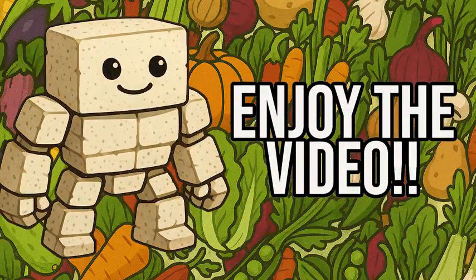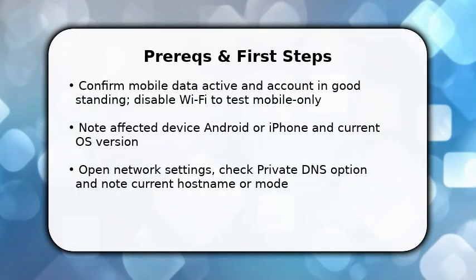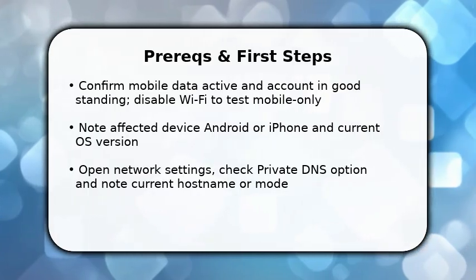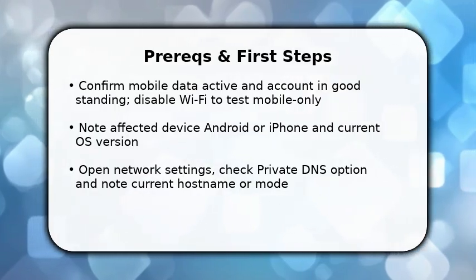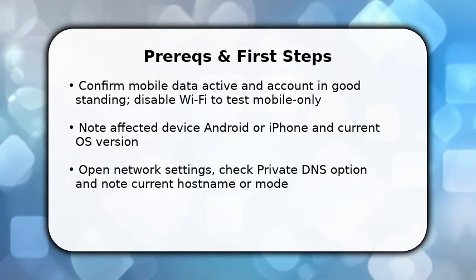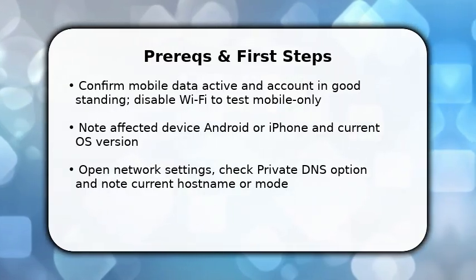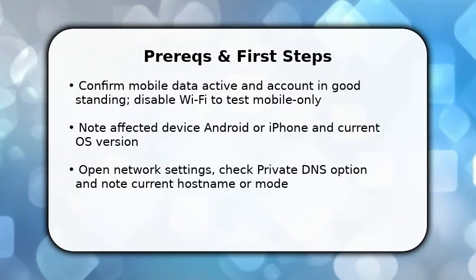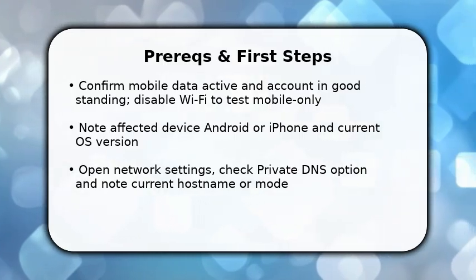Please enjoy the video. You start by confirming the essentials. Mobile data is enabled and your carrier account is active. Then disable Wi-Fi so you test the cellular path. Make sure you know whether you're on Android or iPhone and the OS version because menus differ.